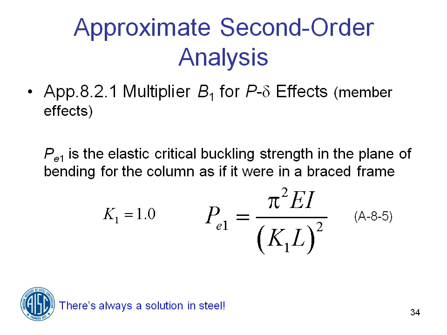P_e1 is simply the Euler buckling load for a pin-ended column. So K is equal to 1, and P_e1 is pi squared EI over (K1 L) squared, which is really 1.